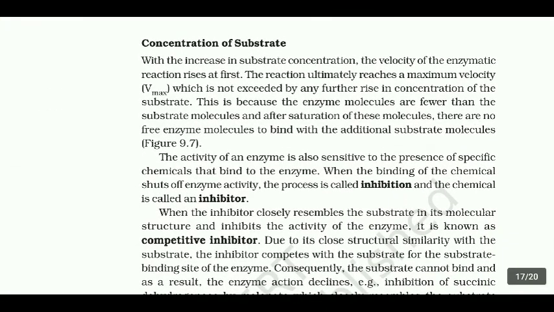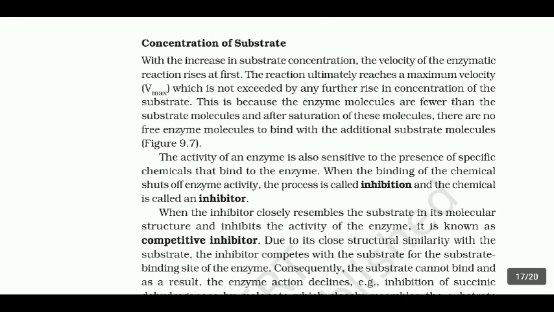Concentration of substrate. With the increase in substrate concentration, the velocity of the enzymatic reaction rises. At first, the reaction ultimately reaches a maximum velocity, Vmax, which is not exceeded by any further rise in concentration of the substrate. This is because the enzyme molecules are fewer than the substrate molecules, and after saturation of these molecules, there are no free enzyme molecules to bind with the additional substrate molecules. Figure 9.7.